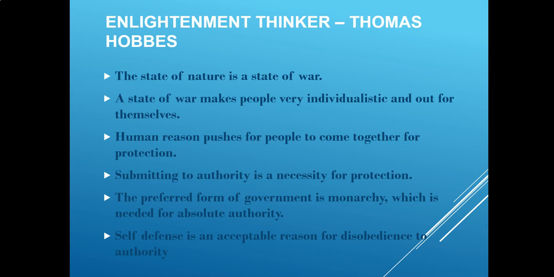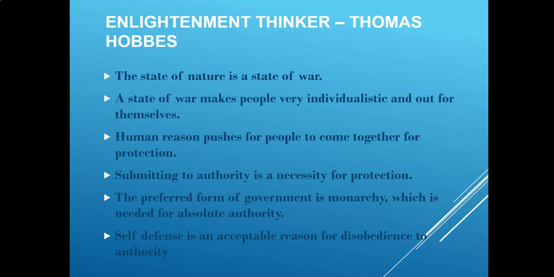He said human reason pushes for people to come together for protection. He also said that submitting to authority is a necessity for protection. So he actually believed that human beings, in a way, had to submit to higher authorities, in this case, the government, so the government could keep control and the government could keep society in peace. The preferred form of government is monarchy, in this case for Thomas Hobbes, which is needed for absolute authority. So he believed that a monarchy was the best answer for governments.